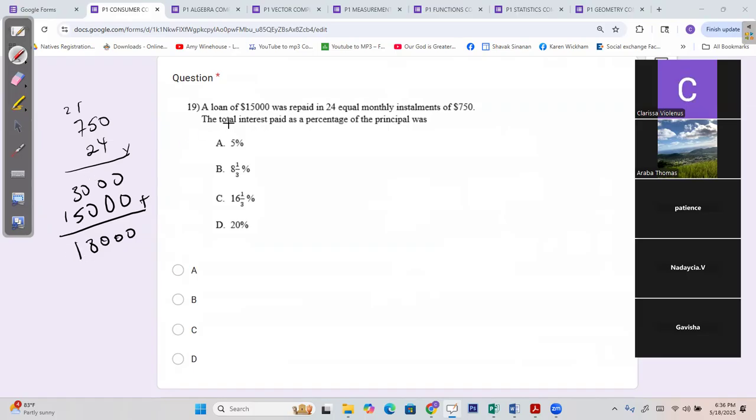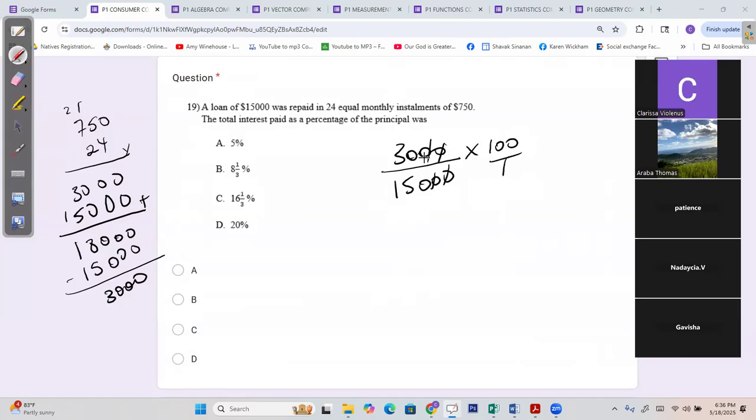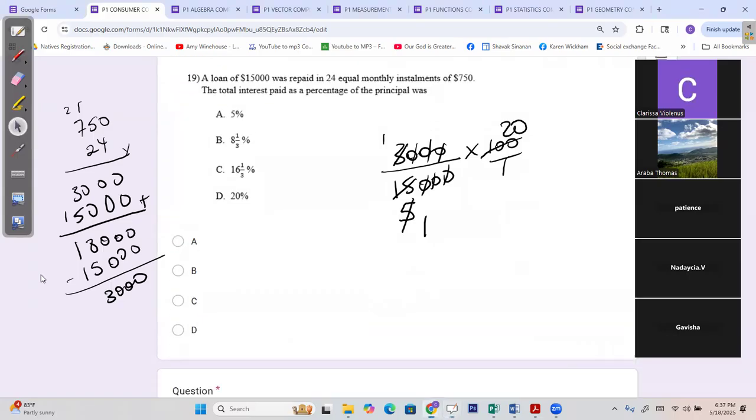And then they said they want the interest. How do we find the interest? If this is how much we pay back the bank, and this is what we took, the interest is the extra money. So that would be the 3,000. So we're going to put the 3,000 over the original amount. What was the original amount? 15,000, times 100 over 1. Cancel, cancel, cancel. 3 into itself goes once. 3 into 15 goes 5 times. 5 into itself goes once. 5 into 100, 20 times. So the answer is 20 again.